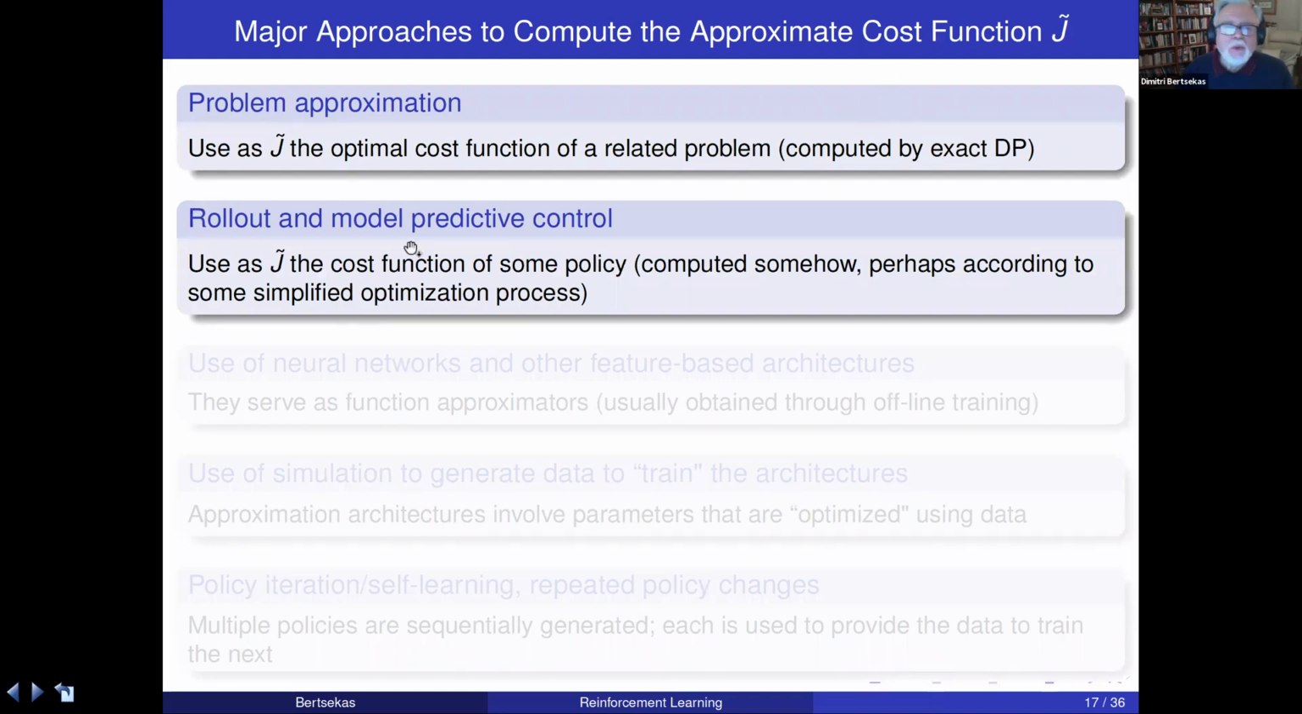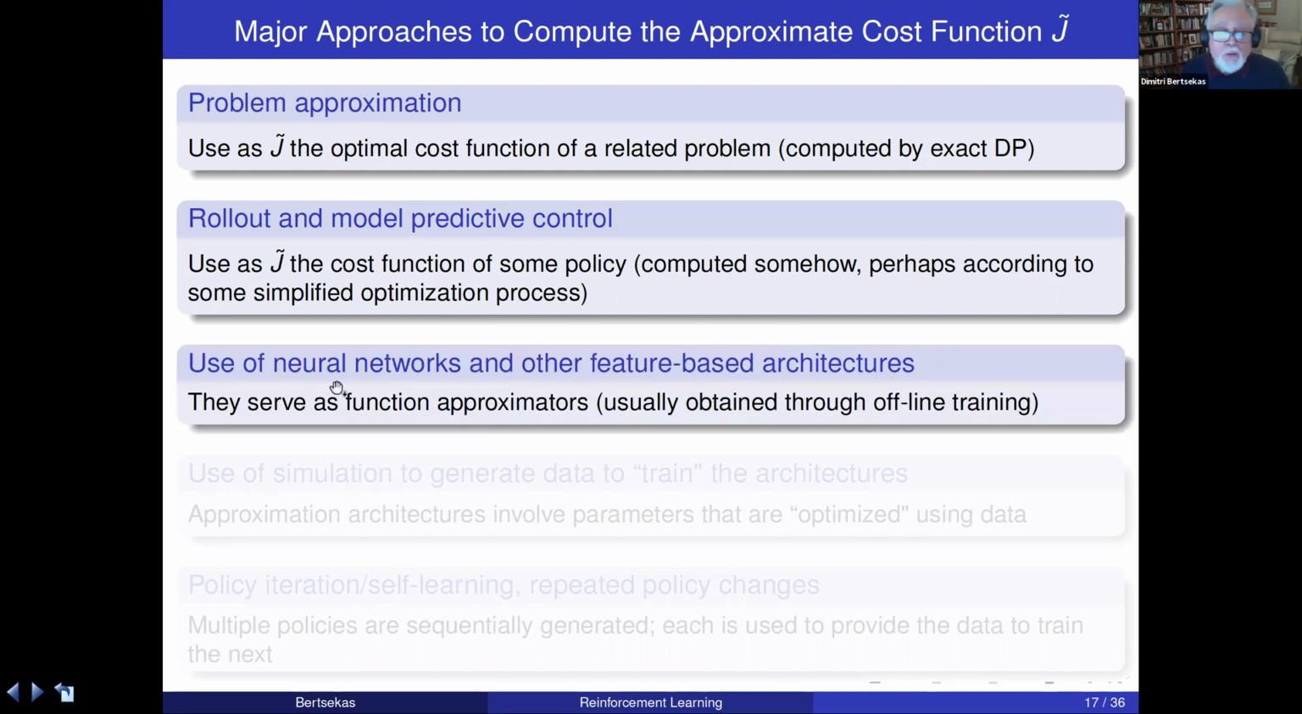Now, another possibility that's used in rollout and also in model predictive control. We use as J tilde the cost approximation to be the cost function of some policy, some suboptimal policy, some heuristic policy. The values of J tilde are computed somehow, perhaps according to some simplified optimization process, perhaps by simulation. There are a number of different ways in different problem contexts that you can compute J tilde by a rollout.